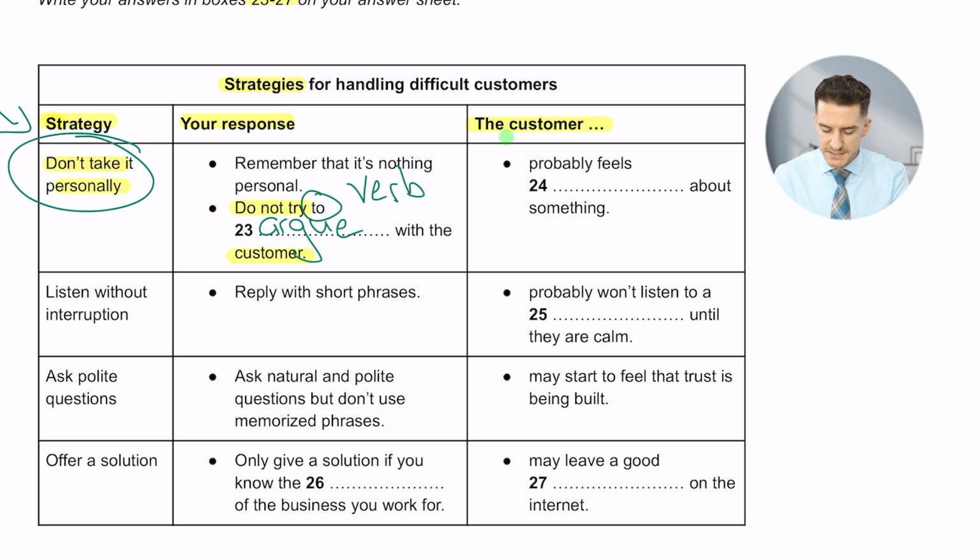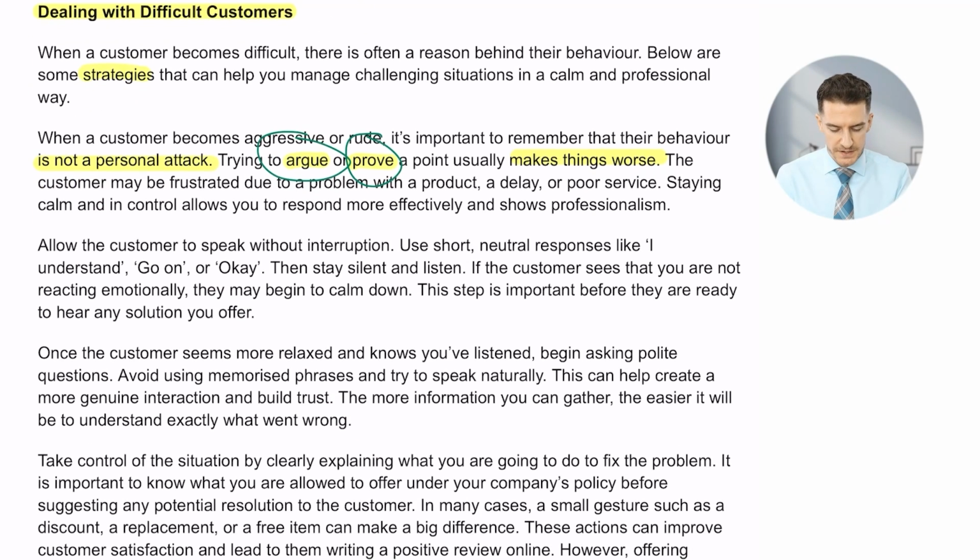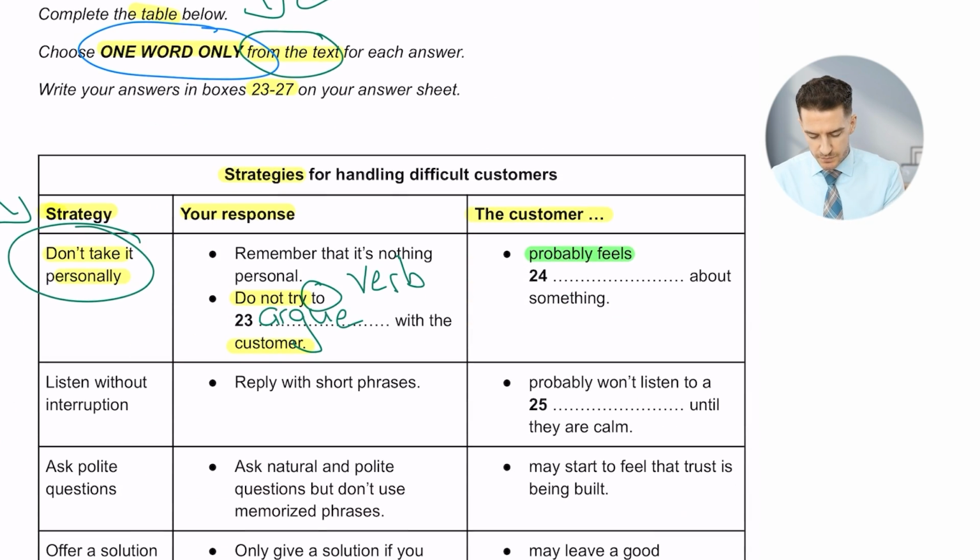And 24 is about the customer now. So the customer feels something about something. So this one should be pretty simple because we're looking for a feeling. How does the customer feel? And it's probably very close to argue. So let's go back up and we'll see if we can find how the customer feels. So the customer may be, so let me highlight that. Customer may be, there you go, frustrated due to a problem with a product, delay, or poor service. Staying calm allows you. Okay, so now it's talking about you, not the customer. So how does the customer feel? Well, it's pretty clear. The customer feels frustrated. So let's go back down and put that in and see if it works.